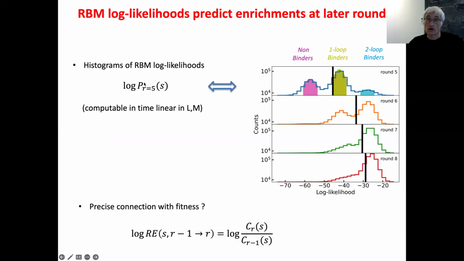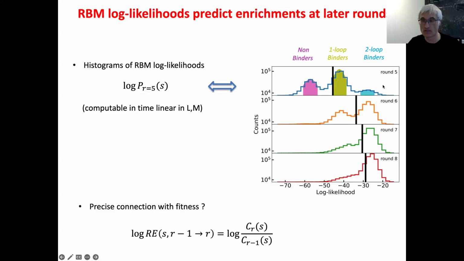Okay, so what we do is we take our RBM model, we just train it, as I mentioned, through maximum likelihood. And what we can do is plot on a test set the histogram of the log likelihood at round 5. This is trained at round 5. So the x-axis is the log likelihood. Good ones are here, bad ones are there. And you get a 3-peak histogram like that.